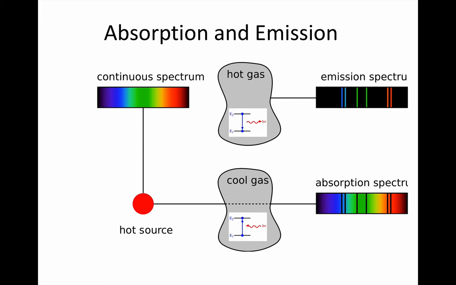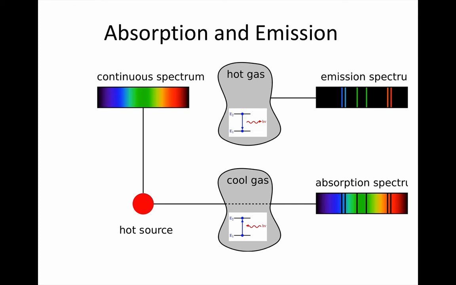Now, at the bottom, you can see we have the same gas, but it's a cool gas, and imagine it is between us and a star. So this is something that happens when astronomers look at nebulae that are clouds of gas. Now, this cool gas will be absorbing some of the light from the source that is on the other side of it. And so the light will be absorbed, and it corresponds to exactly the same wavelengths as the light that is being emitted when the gas is hot.